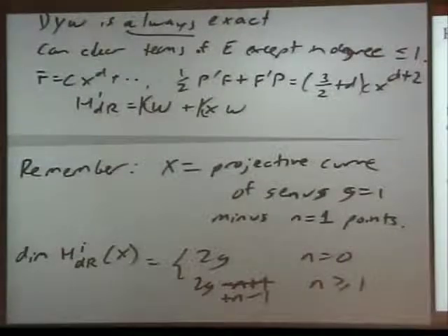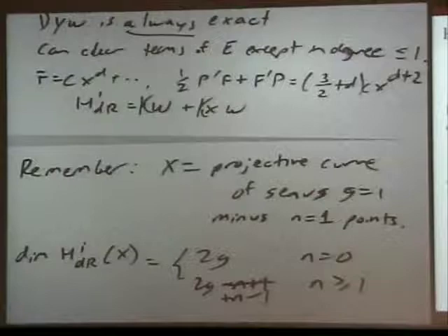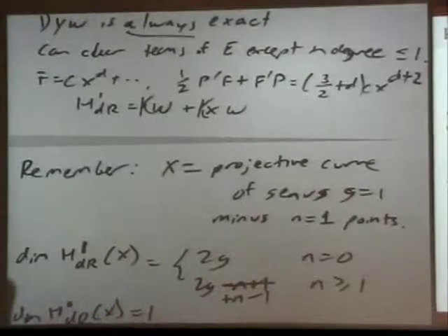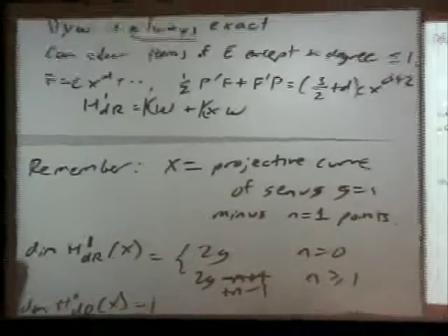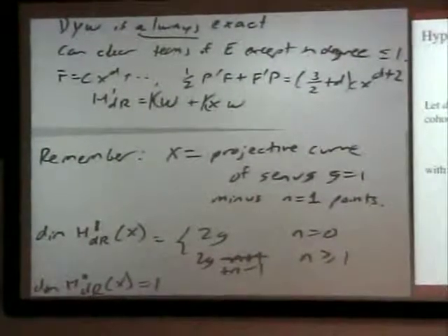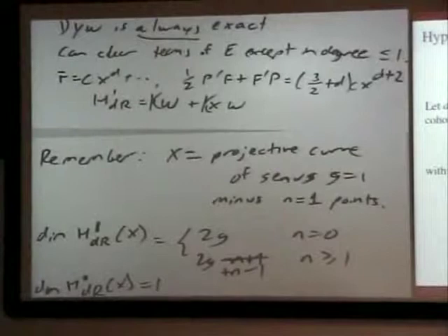This is an exercise in the notes, I believe. This is H1, I'm sorry, because the other dimensions are easy to check. H0 is always one-dimensional. And the dimension of H2 is 1 if there are no points taken out, and 0 if there are points taken out, n at least 1.